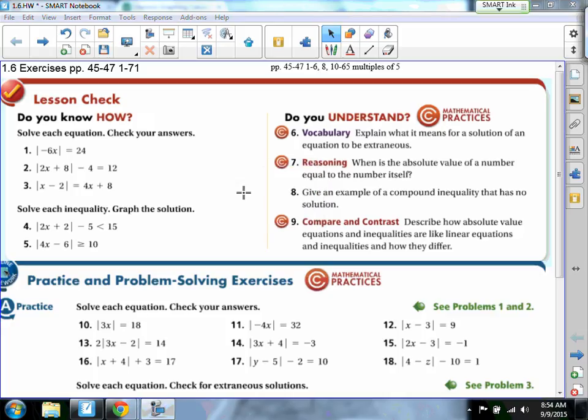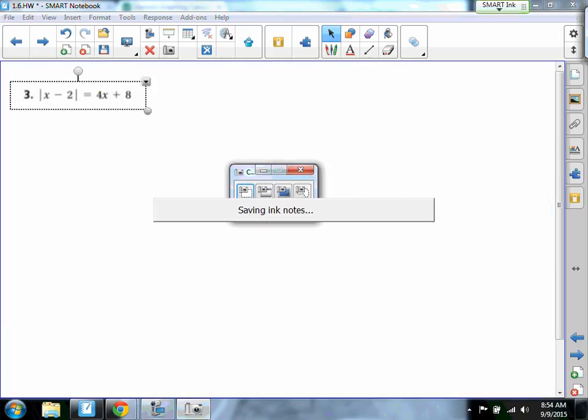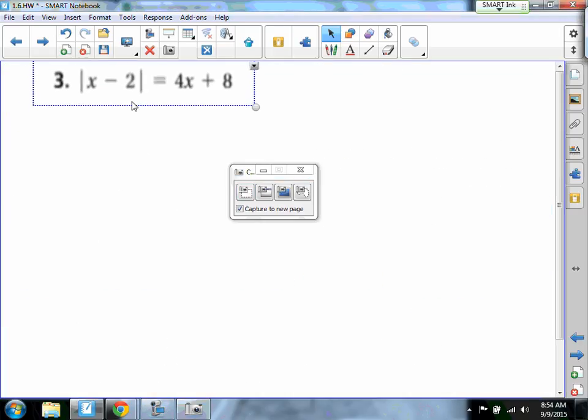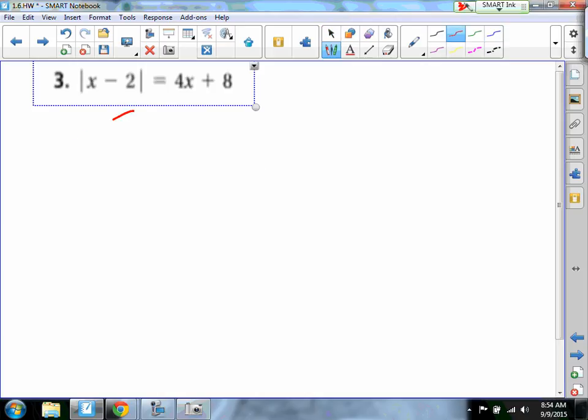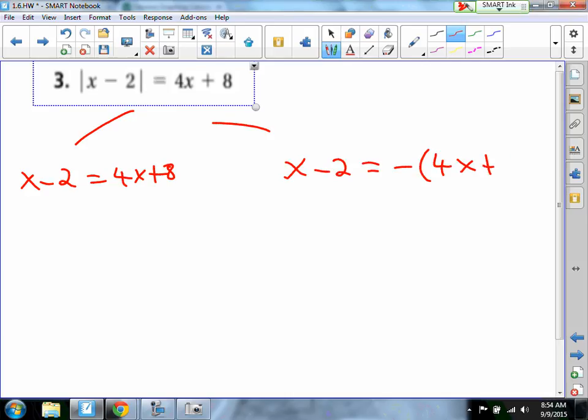So I'm going to look at number 3 next. In number 3, I am going to go and check my answers. By now you probably realize we're going to set up two equations. X minus 2 is 4x plus 8. X minus 2 equals the opposite of 4x plus 8. I like to skip steps, but I don't like to skip too many. There's a fine line between skipping steps and skipping too many. But anyway, I solve equations a little bit different than some of you probably do.